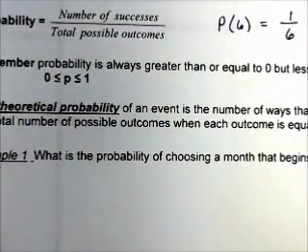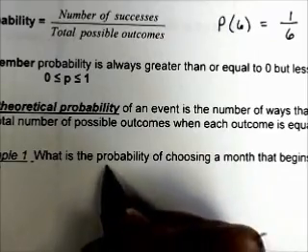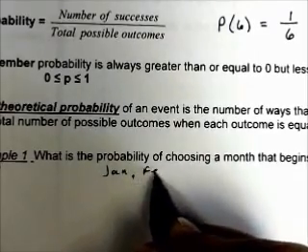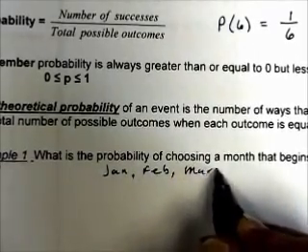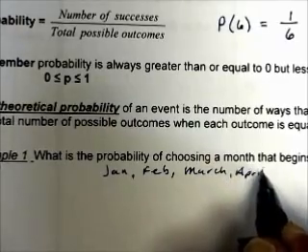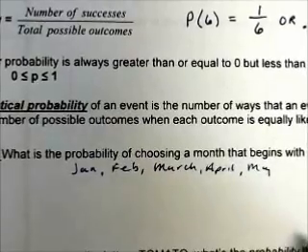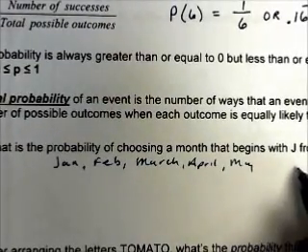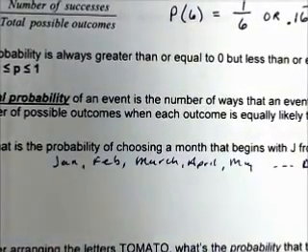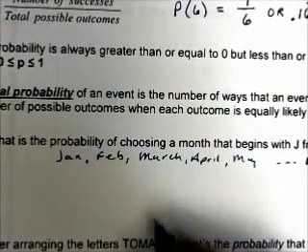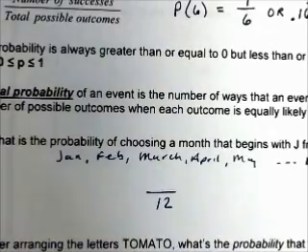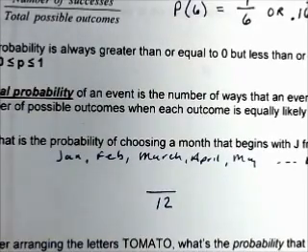Okay, well, how many months do we have? We've got January, February, March, April, May, June, July, August, September, October, November, December. So we have 12 months. So that's our total possible outcomes is 12. And out of those 12, how many actually begin with the letter J?